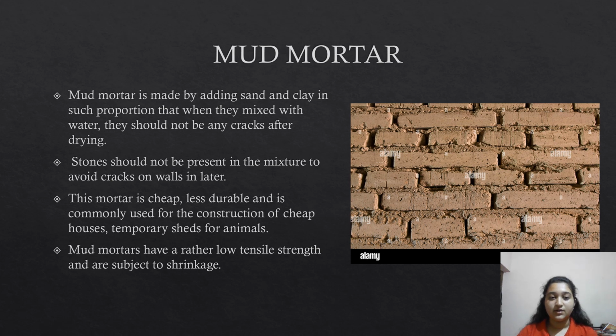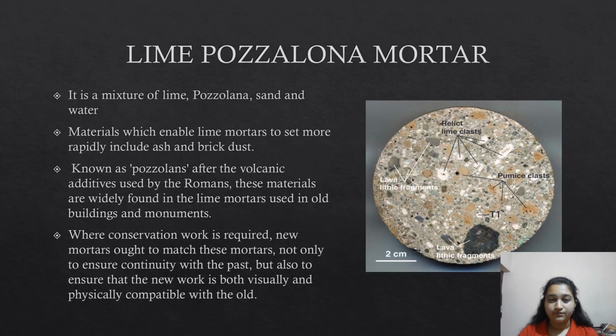Mud mortar. Mud mortar is made by adding sand and clay in such proportion that when they are mixed with water there should not be any cracks after drying. Stone should not be present in the mixture to avoid cracks on the walls later. This mortar is cheap, less durable and is commonly used for the construction of cheap houses and temporary sheds for animals. Mud mortars have a rather low tensile strength and are subject to shrinkage.